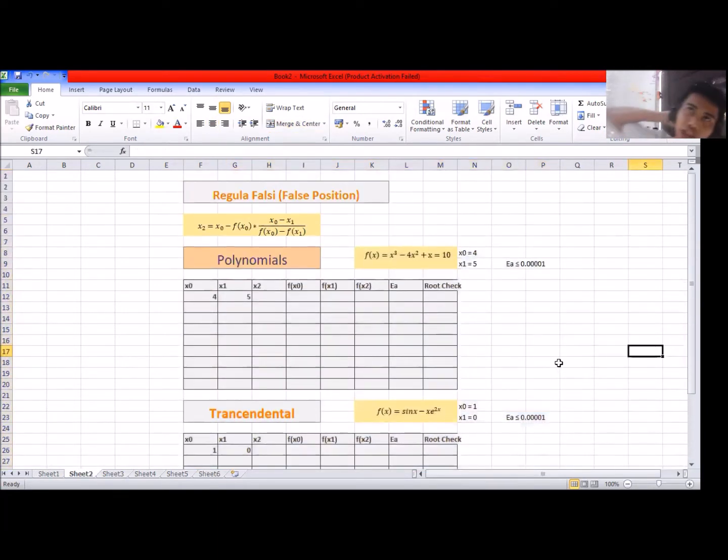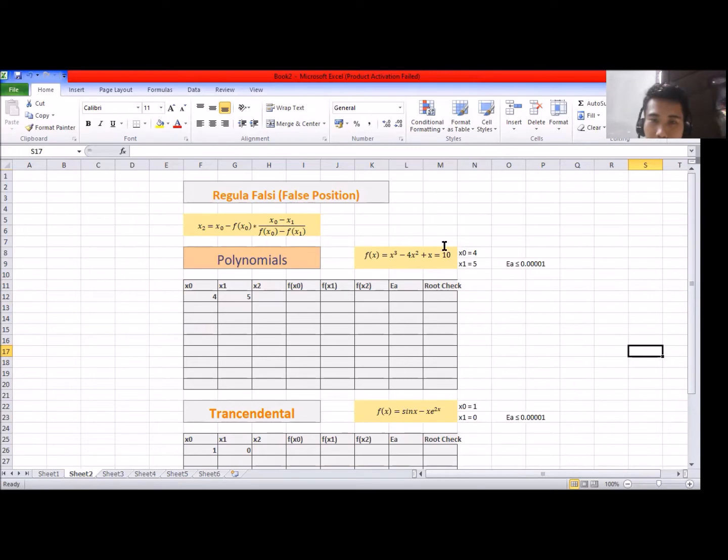Let's move on to the regula falsi. So regula falsi is like the bisection method, but here in getting the x of 2, we have the formula that is equal to x of 0 minus function x of 0 multiplied by x of 0 minus x of 1, over function x of 0 minus function x of 1. So here, let's use the polynomial. I forgot the regula falsi or false position can be used for both polynomials and transcendental functions. So first, we will solve the polynomial functions.